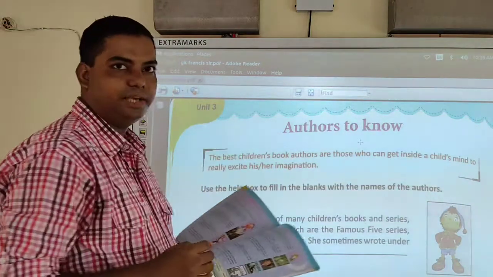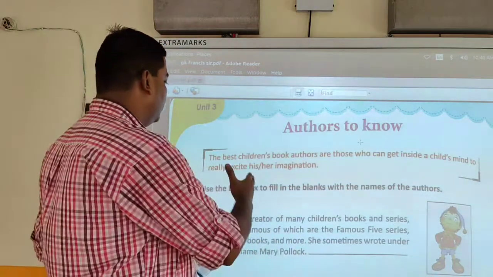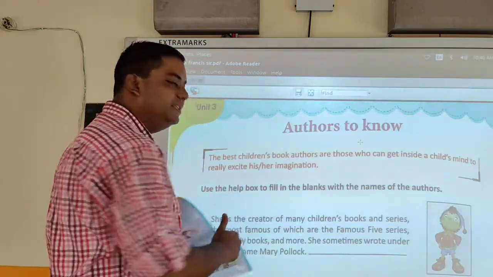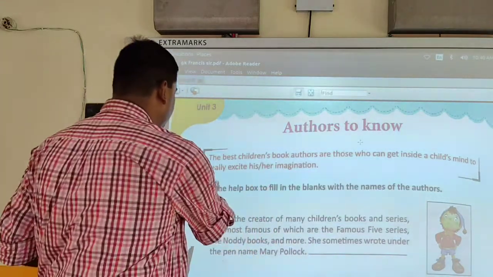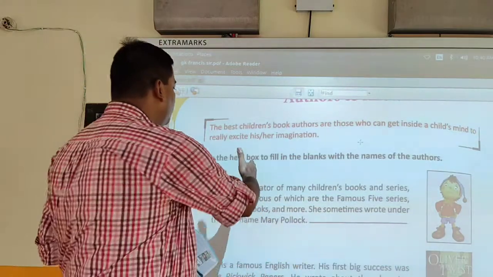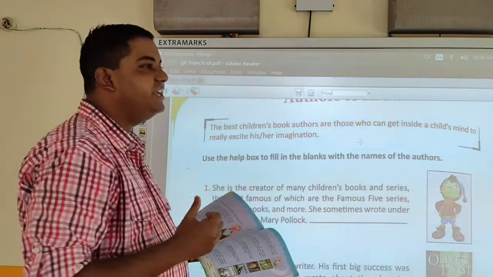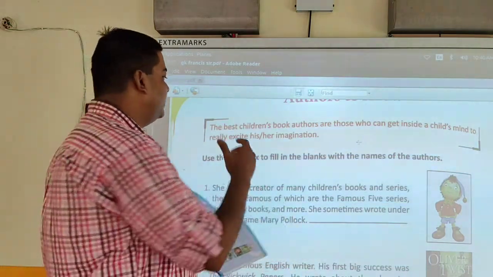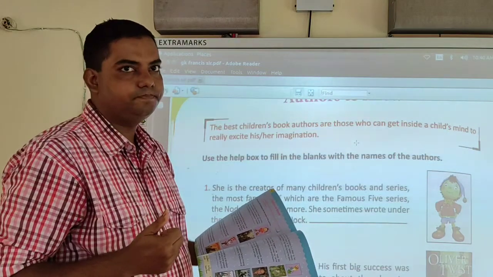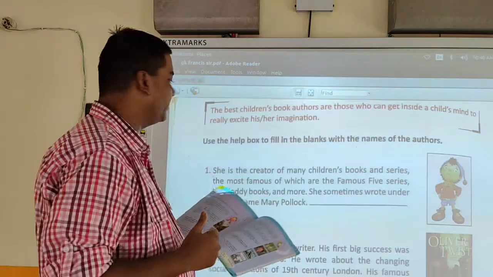So as you can see, my dear children, in this particular chapter, there are many names of authors and they have been jumbled up. As you can see, number 1, number 2, they have been jumbled up. What you need to do is read these lines. These are the hints. And we need to know which particular author this particular line is telling about. Right? So let's begin. Question number 1.